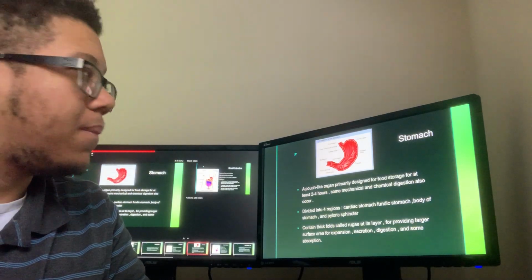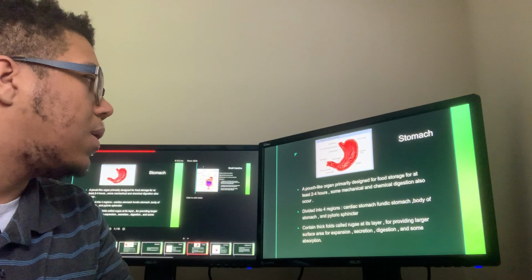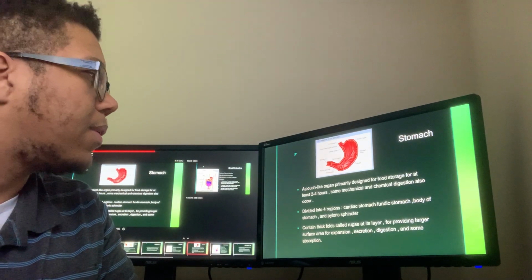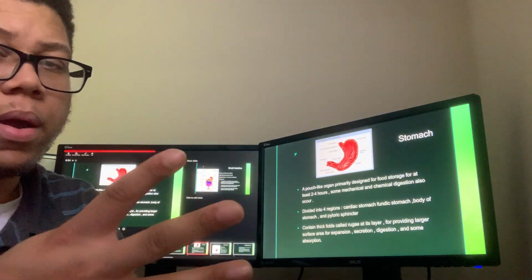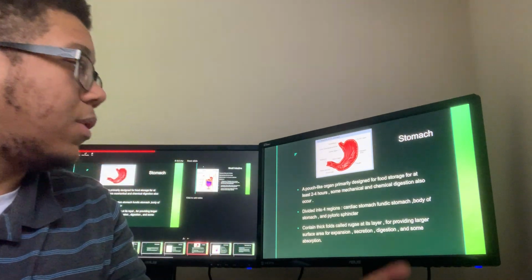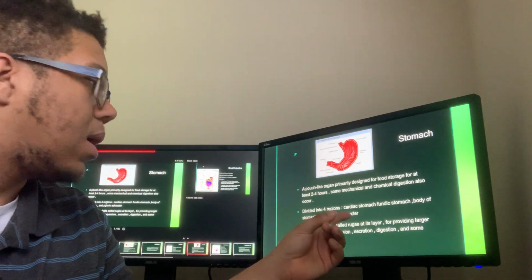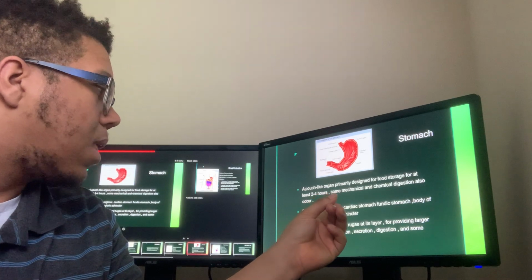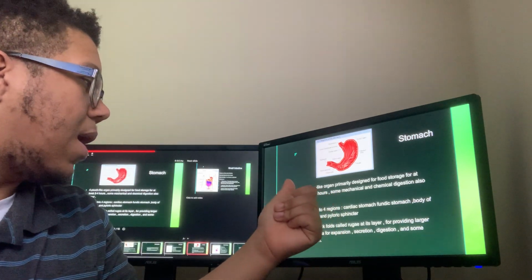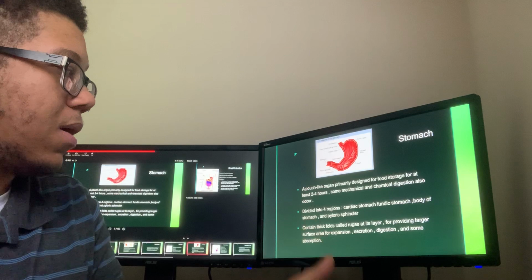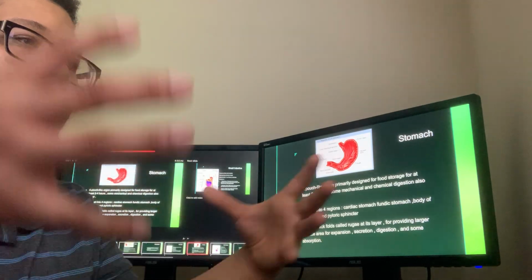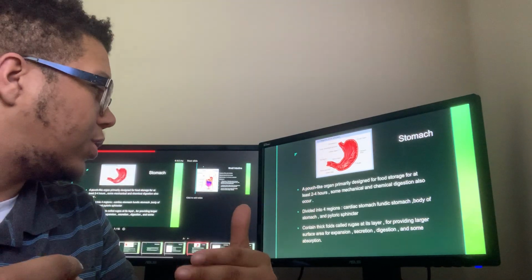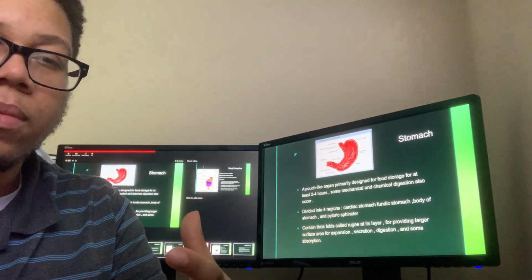So we're going to talk about the stomach. The stomach is basically a pouch-like organ that stores food for about 2 to 4 hours, and it's divided into four areas: the cardiac, the fundic, the body of the stomach, and the pyloric. It contains thick folds in its lining, so it's able to expand and secrete and do all the digestion and absorption it does.